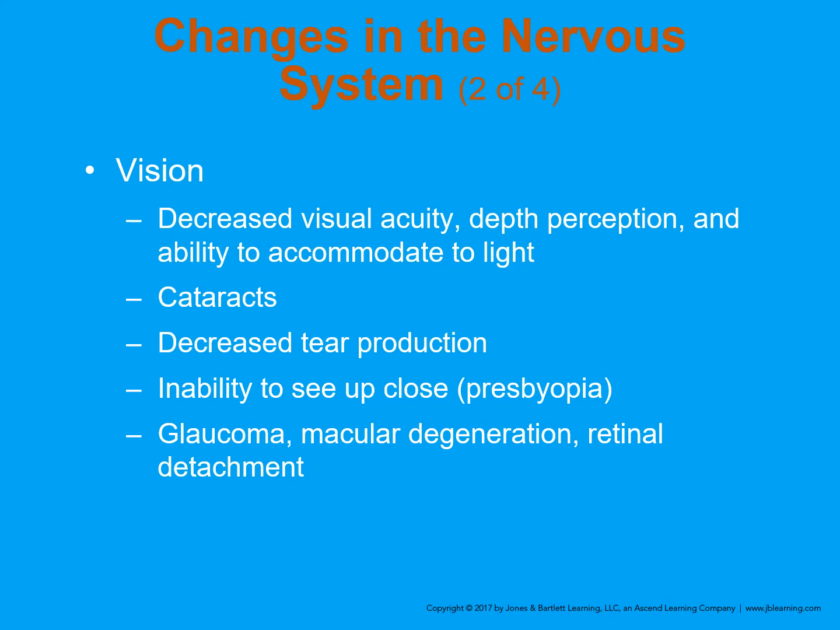Vision: decreased visual acuity, depth perception, ability to accommodate light. So their pupils won't get small enough on bright sunny days. They have to have sunglasses or they're blinded by the light. Visual acuity and depth perception are what cause them issues for driving. You'd think they'd want to get where they're going before they die, but they're going like 30 miles an hour on a highway. It's because they can't tell how far away that car in front of them actually is.